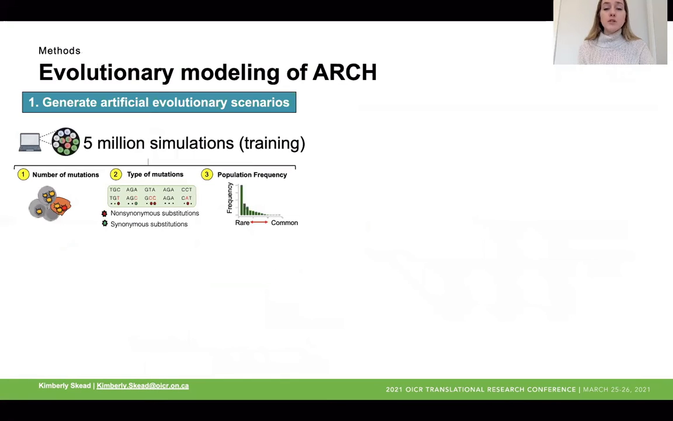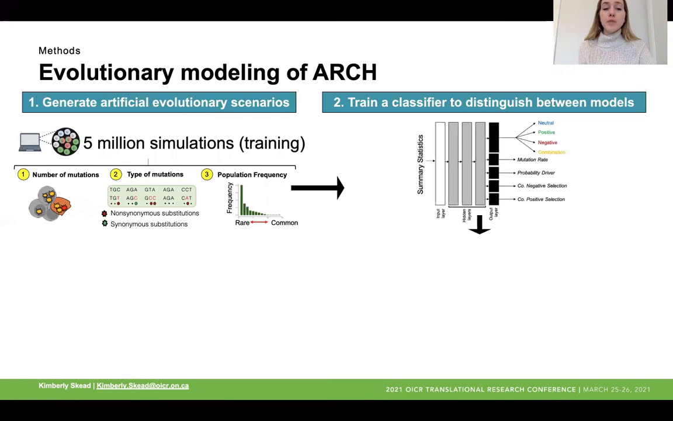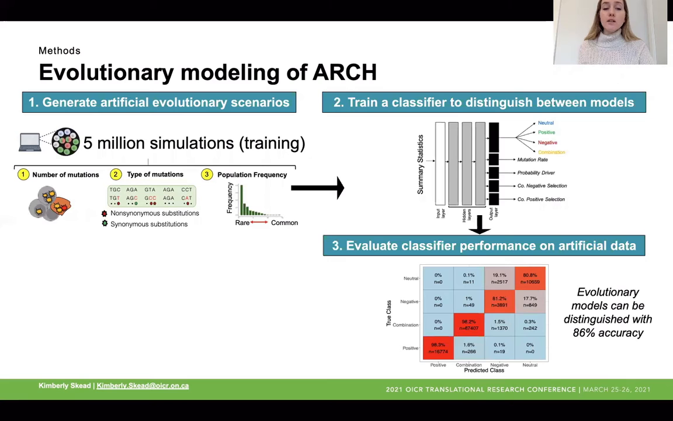To model the evolutionary processes in blood, we have generated over 5 million simulated blood populations evolving at a neutral, negative, positive, or a combination of selective pressures. We then condense each population down to a concise set of summary statistics and train a deep learning model to use those summary statistics to distinguish between those 4 different classes of evolution. When we test our model using a held-out set of simulated data, we find that we are able to predict the correct evolutionary class around 86% of the time.